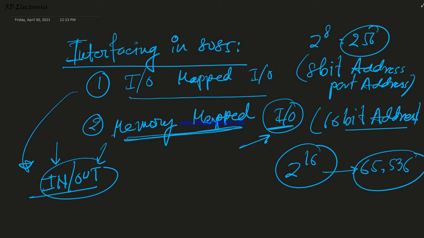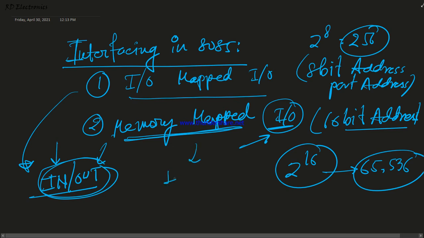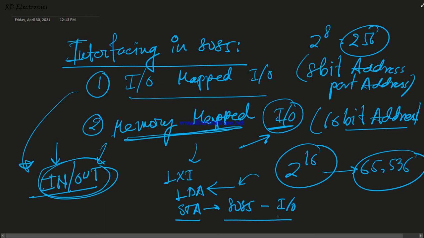So in the IO mapped IO technique only 2 instructions are available, but in memory mapped IO lots of instructions are available, like LXI or LDA, by which we can read a number from the input output device to the 8085, and using the STA instruction we can store the number from the 8085 to the IO device. So using STA the data flows from the 8085 to IO, and using LDA the data flows from the IO device to the 8085. Here we use the read bar signal and here the write bar signal. Later it will be discussed elaborately.